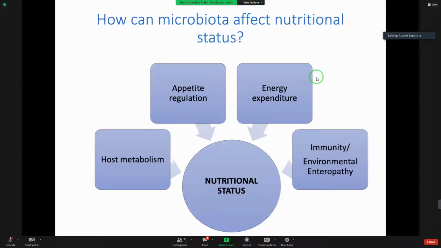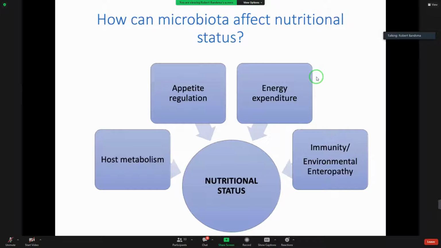So one is by affecting host metabolism, right? I just showed you that if you analyze metabolites in the stool, there are clear differences. And these metabolites can also potentially affect metabolism of the host. They can also lead to potential changes in appetite regulation. Some of the appetite regulators are actually in the digestive tract, and some are, of course, in the brain, and they can be affected by the microbiome.